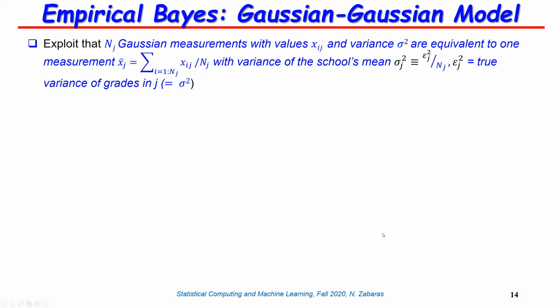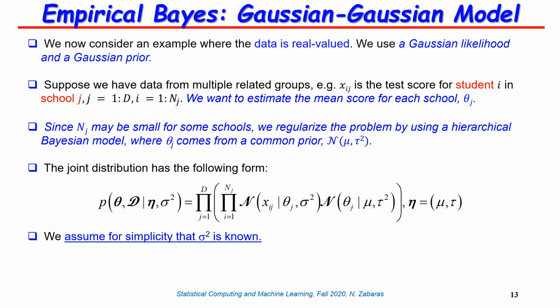Okay, now I am going to try to bring a little trick that I strongly advise you to actually prove. So if I can go back, right? What we have here is, for every school, this product of nj Gaussian likelihoods. All of them have the same mean theta j and the same variance sigma square. So xij follows this Gaussian likelihood.